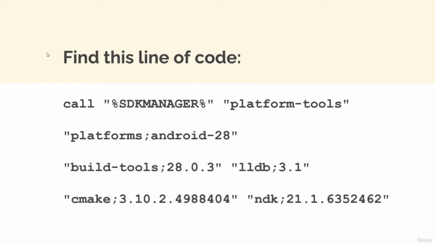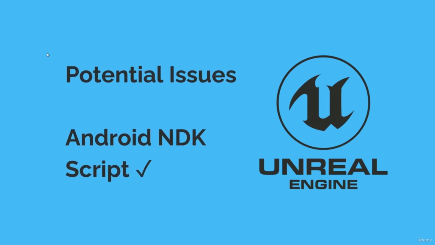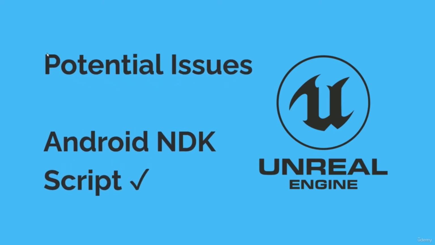And this can be slightly varied depending on your Build Tools version and your NDK version. But here you want to remove the LLDB line and leave all the other ones. So just remove that one piece of text, that one word, LLDB;3.1. Those are the two potential issues you could get when running the Android NDK script.